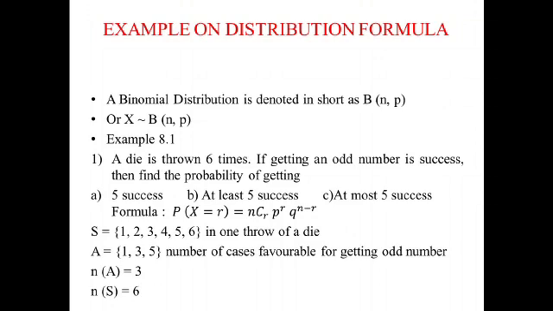So here A denotes the event or the number of cases favorable for getting the odd numbers. So the set A will be {1, 3, 5}. So the number of elements in A is denoted as n(A), which is equal to 3. The number of elements in the sample space S is equal to 6. So therefore the probability P(A) is n(A) upon n(S), which is 3 by 6, that is equal to half.